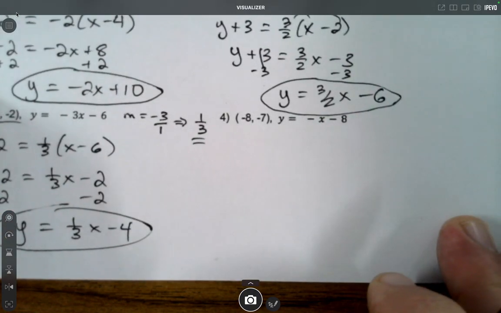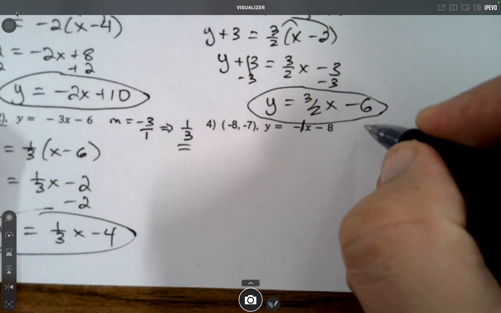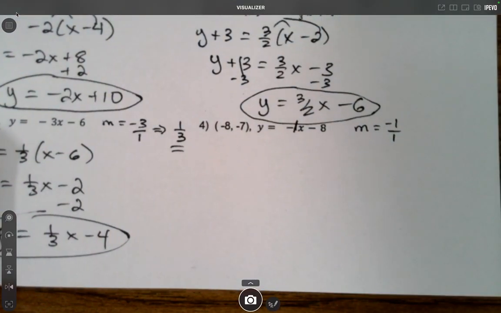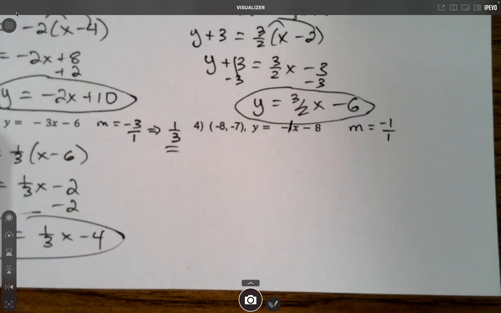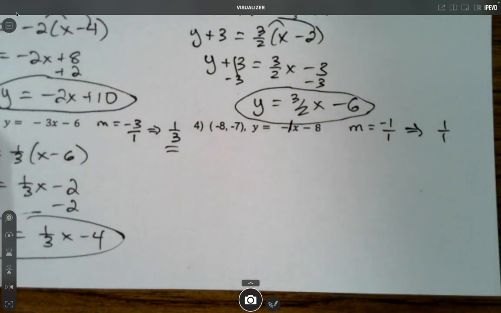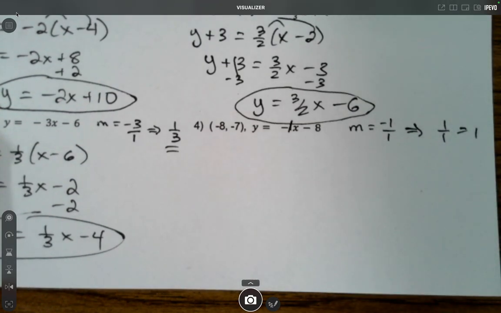Okay, last one on this side. We have a slope of this line is negative 1, which we can make into a fraction by putting it over 1. Well, when you flip 1 over 1 upside down, it's still 1 over 1, and we change it to positive because we have to do an opposite sign. So our slope of our perpendicular line is positive 1.